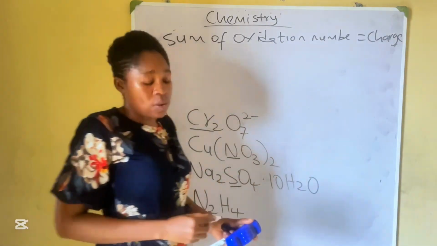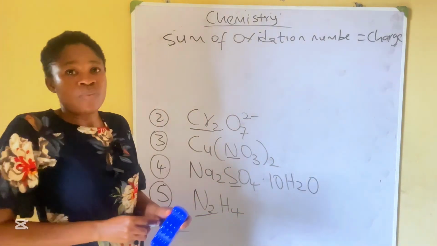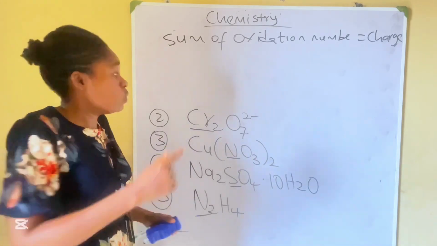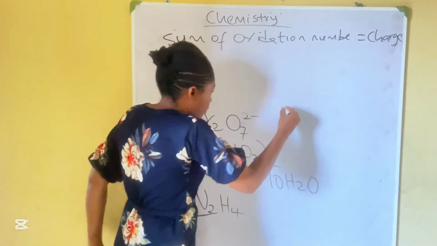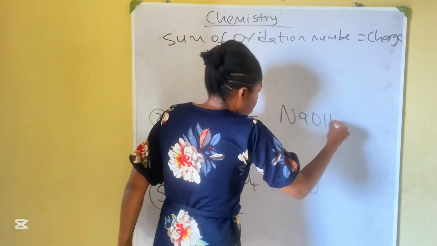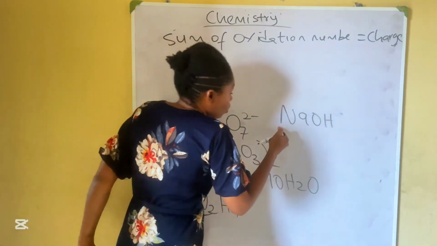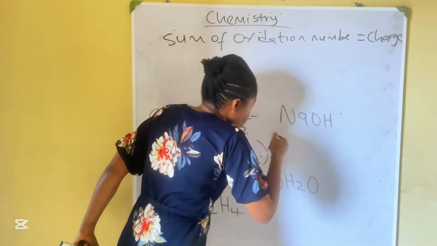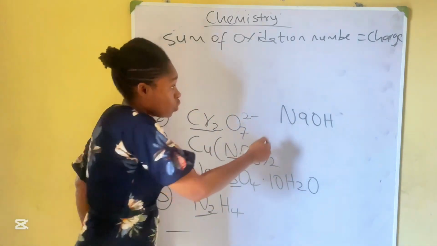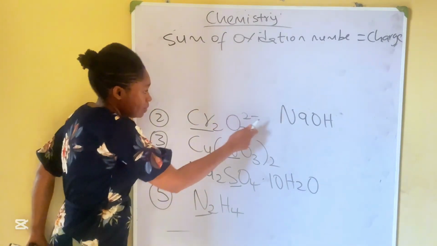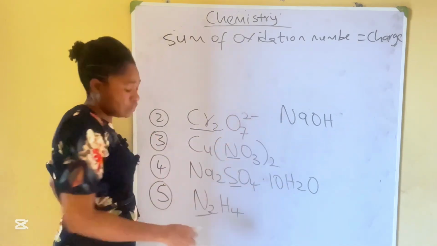Remember, if the molecule or the compound is neutral, the charge will be 0. For example, look at this. There's no charge here. So the total sum of the oxidation numbers of the atoms in this compound will be equal to what? 0. If it has a charge, look at this one that has a charge, it will be equal to what? The charge.